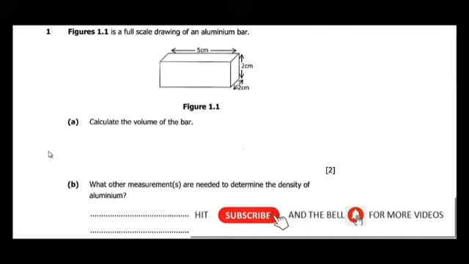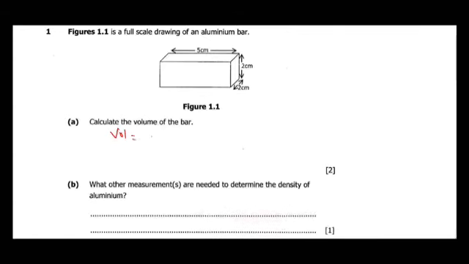Part A says calculate the volume of the bar. How do you calculate the volume of a cuboid? The volume is the length times the breadth times the height. Here, our length is 5 cm, our breadth, that's the width, is 2 cm, and our height is 2 cm. So this is 5 times 2 times 2, which gives us 20 cm cubed. That's the final answer for the volume of the bar.